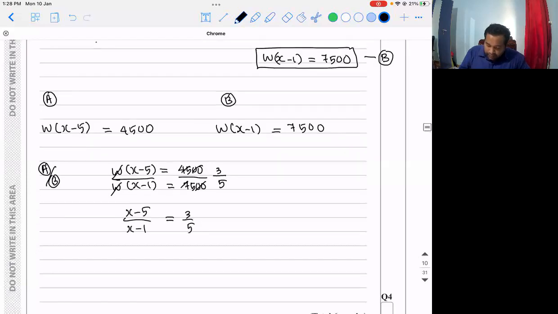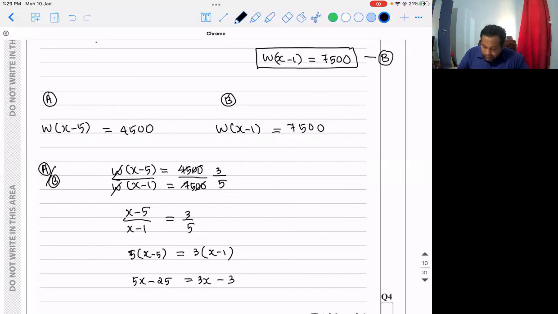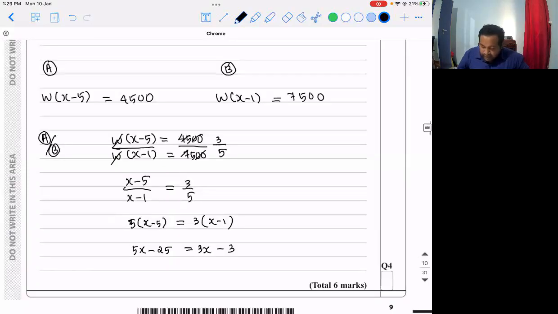So cross multiplying, 5 times x minus 5 is equal to 3 times x minus 1. So 5x minus 25 is equal to 3x minus 3. Then find the answer, please. Then you simplify this and find the answer.